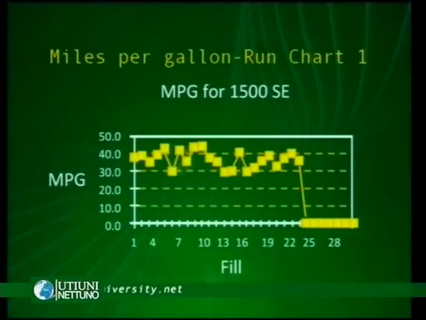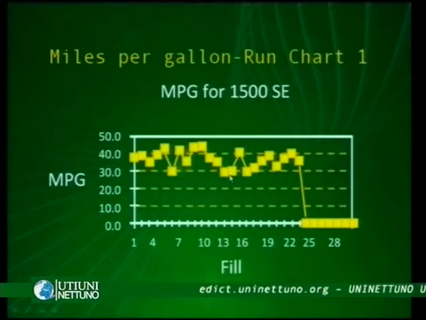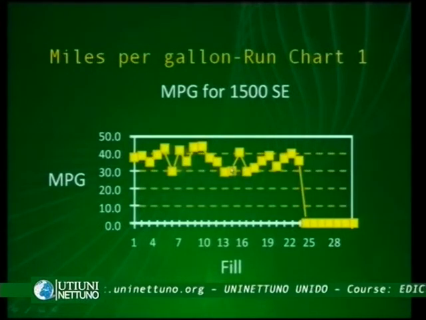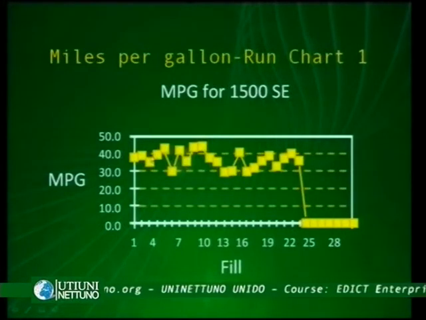If we take this numeric data and look at it in a graphical representation using a run chart, we can see that there is a variation in the miles per gallon. It was improving, now it's disimproving. What has happened? Have we done something? Can we do something to improve the performance of the vehicle?